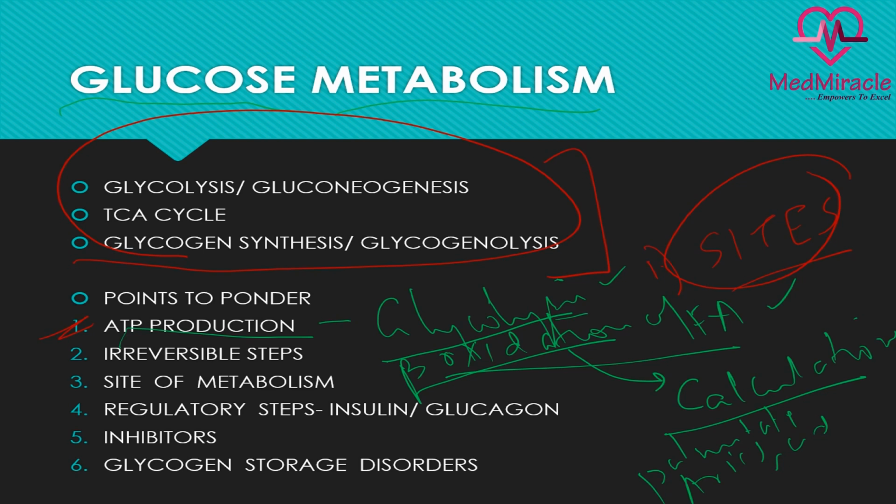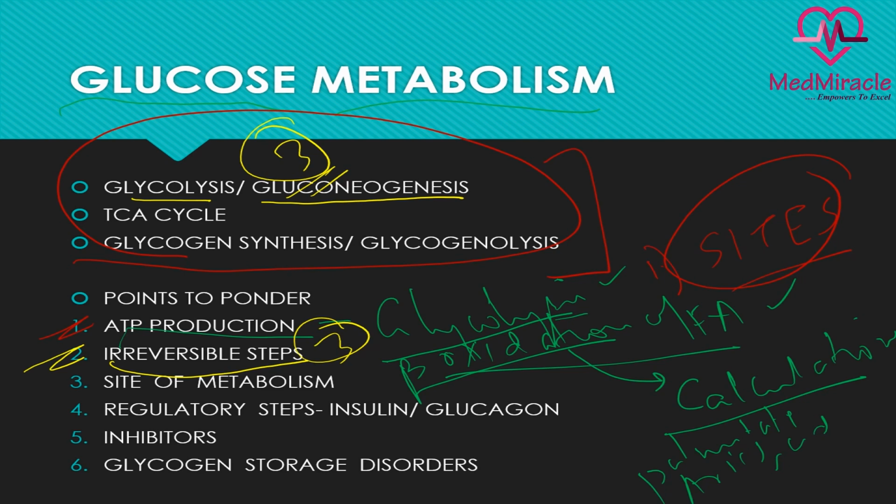Okay, so coming to the next topic, irreversible steps. In glycolysis, there are 3 irreversible steps, and it is important because in the case of gluconeogenesis, it's these 3 steps which are blocking the formation of glucose. So the body finds an alternative pathway to bypass these irreversible steps.